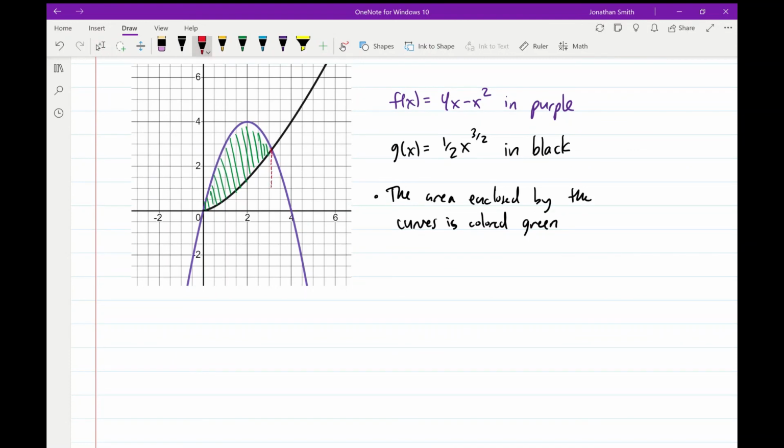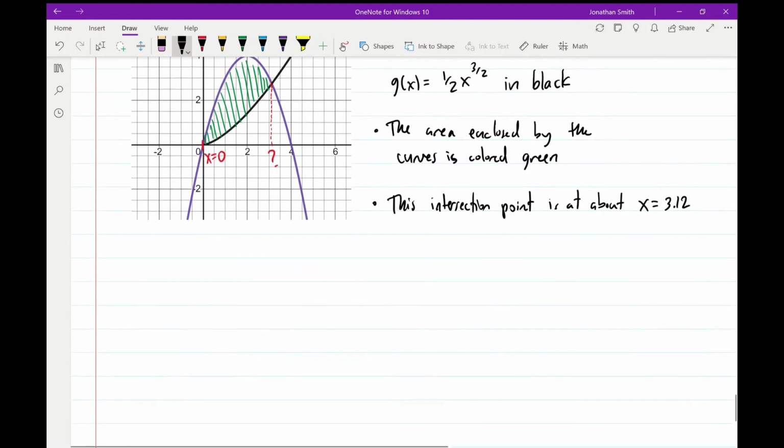So I need to find the x value of that intersection there, and the left-hand limit of integration is just going to be x equals 0. So I really just need to find where these two curves intersect on the right-hand side. If you use your calculator, you can trace along the curve to figure out where that is, or you can go into Desmos and just click on the point and Desmos will tell you where it is. So I'll just tell you. This intersection point is at about x equals 3.12. That's probably not exact, but that's a pretty good approximation.